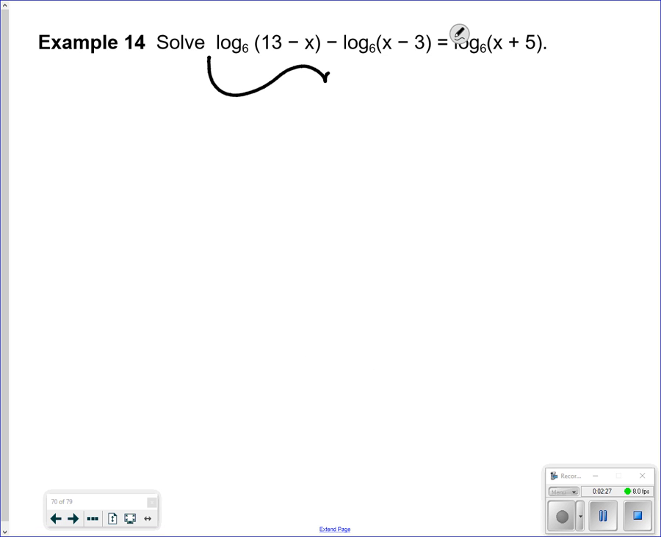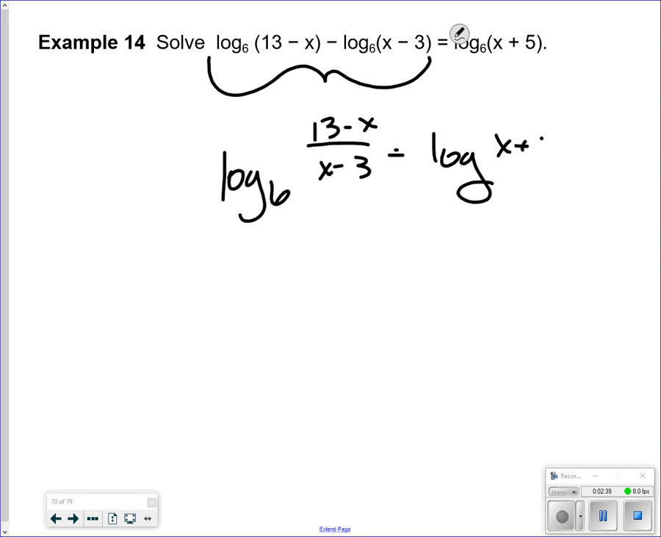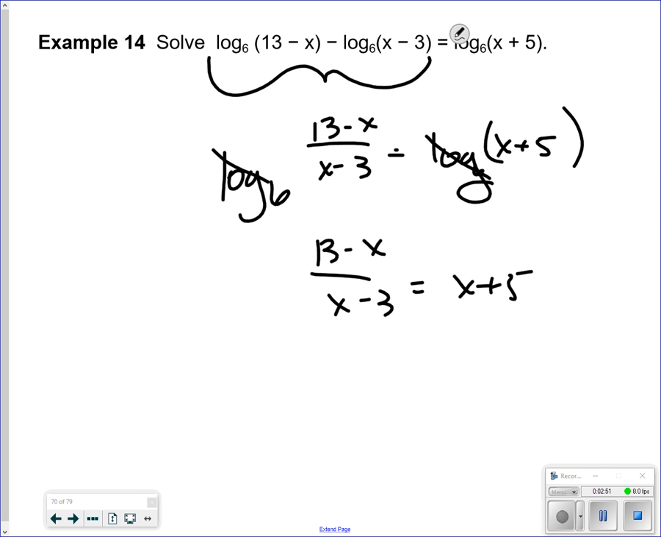What happens when I have a log minus a log? Well, I can combine them, or condense them into one logarithm if I divide their arguments. Now, I have a log equaling a log. So the rule is I can take the anti-log of both sides. And now I'm down to an algebra question, a little more challenging algebra question, but an algebra question that I'm hopefully able to solve. I need to multiply both sides by x minus 3.